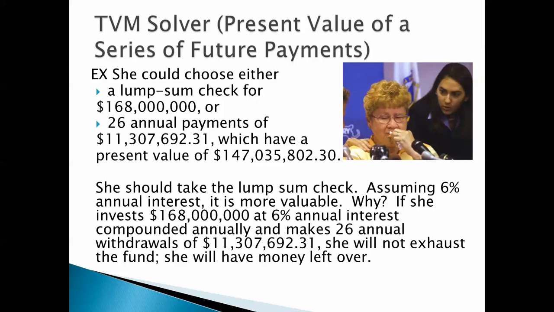Now, if she deposited $147,035,802.30 right now and withdrew the $11,307,692.31 every year for 26 years, she would completely exhaust the fund. So she should take the $168 million and run.